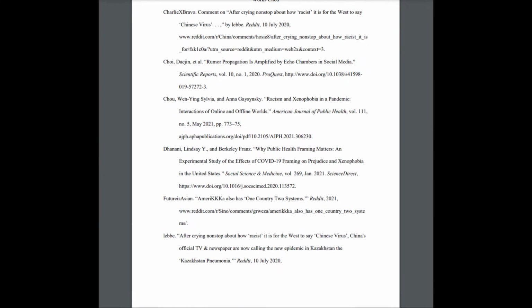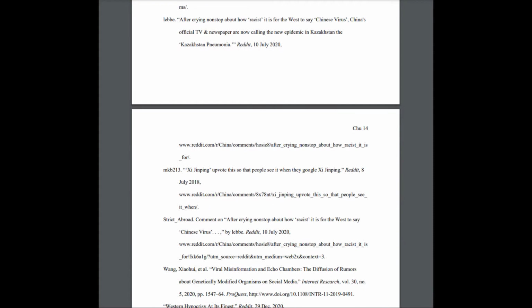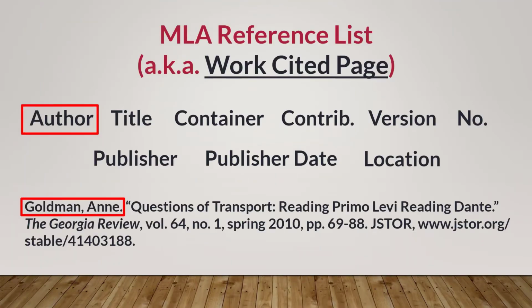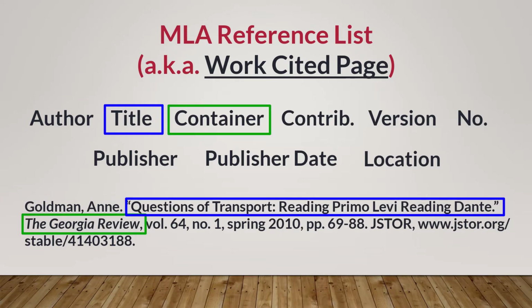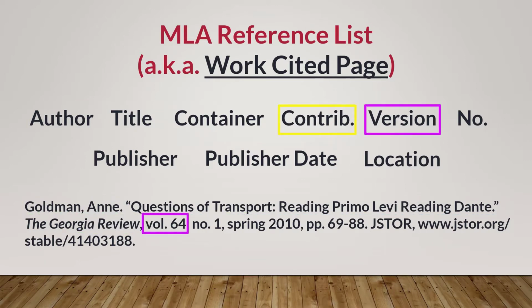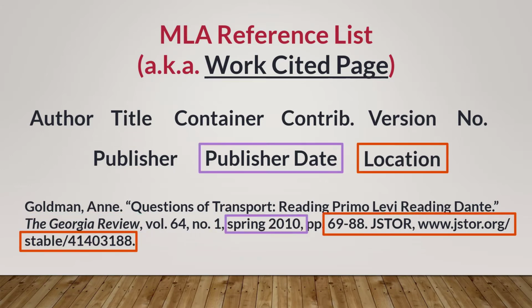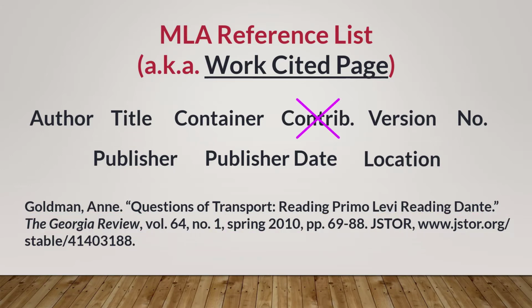Reference list entries in MLA. MLA reference citations can include the following elements in this order: author or creator, title of source, title of container, other contributors, version, number, publisher, publication date, and location. Depending on the source, only some of these elements might be represented in your citation.